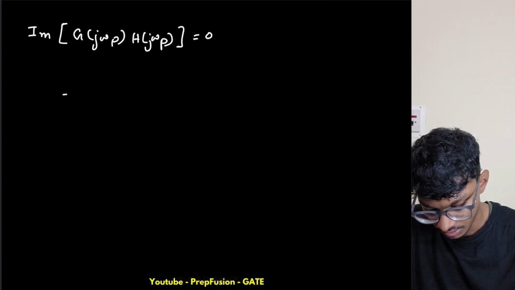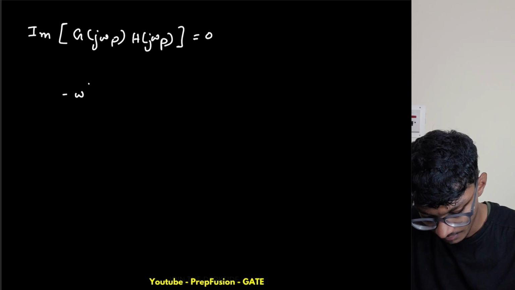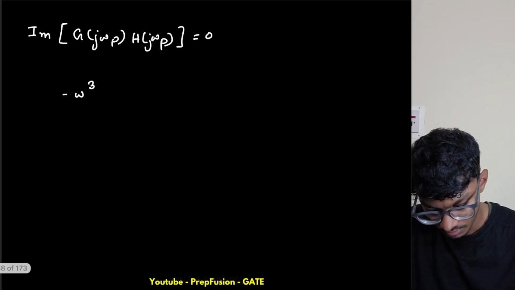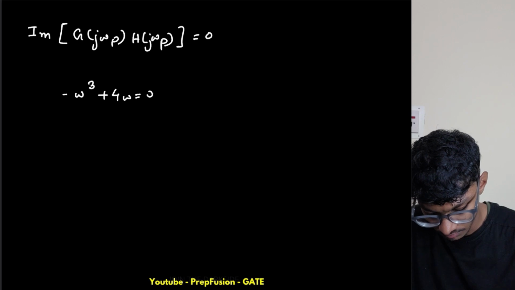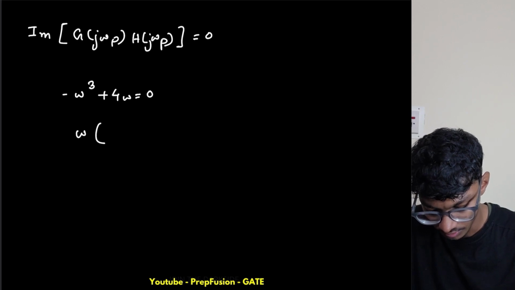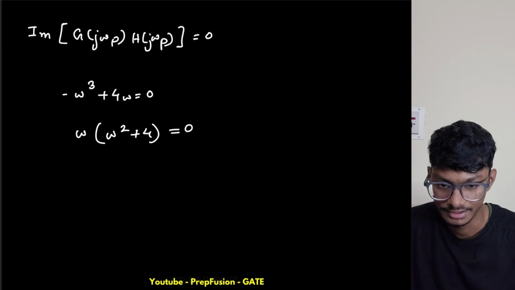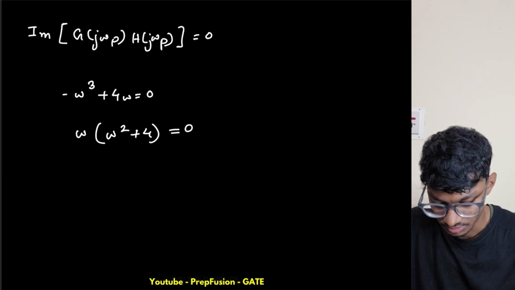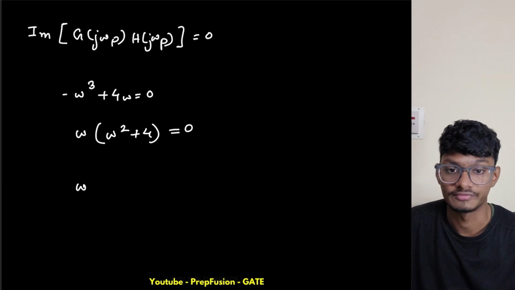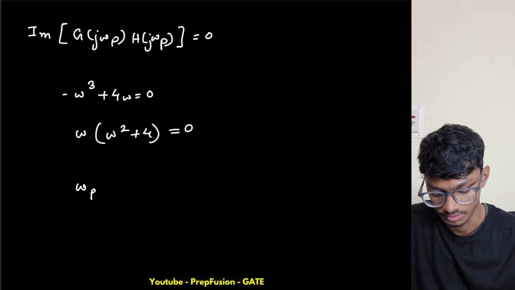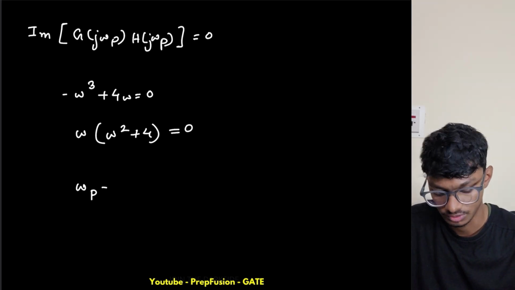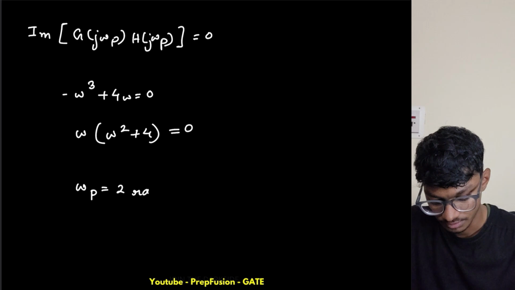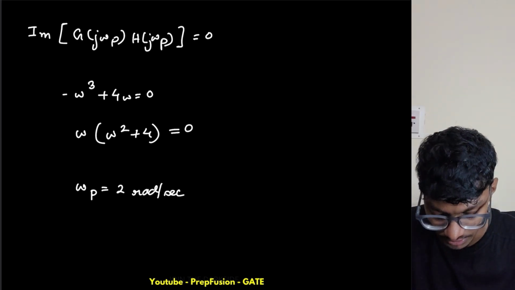So minus omega cube plus 4 omega equals 0. So I will take omega common: omega square plus 4 equals 0. Again, the same thing. I think I already solved this one, or did I? Don't remember. Okay, the phase crossover frequency won't change. I will explain what I'm trying to say here once we come to the conclusion. So this is 2 radian per second. The phase crossover frequency is 2 radian per second.